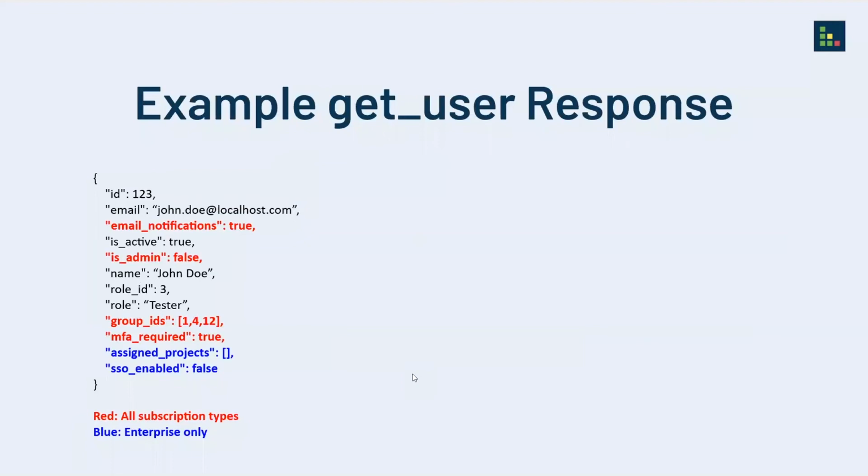So here's an example of the get user response. So anything in red or blue was added to the response. Red applies to all subscriptions, both professional and enterprise, and blue applies to just enterprise, as I mentioned a moment ago. So we just have a couple of Boolean fields and then the arrays for group membership or assigned projects.